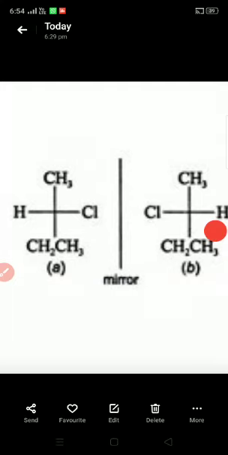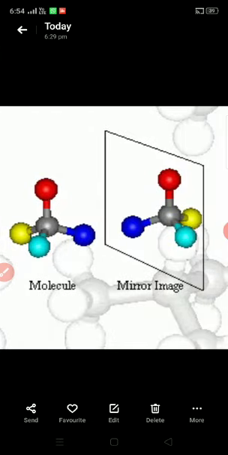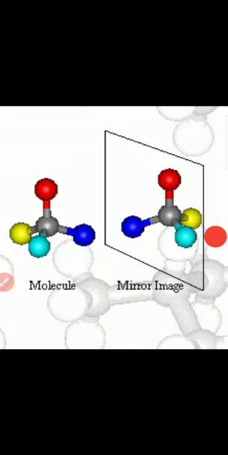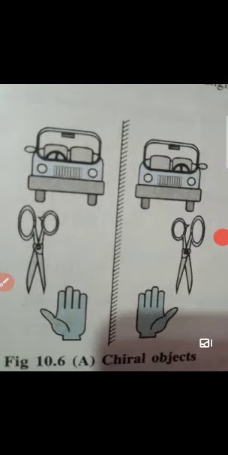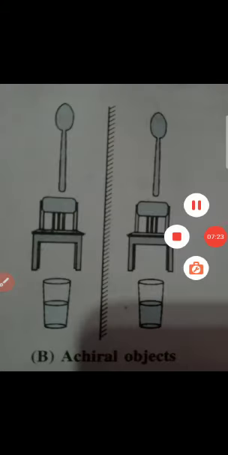And optical isomers show non-superimposable mirror images of each other. See here, the molecule, and this is its mirror image, but this is a non-superimposable mirror image. And in a chiral object, symmetry is absent, and in an achiral object, symmetry is present.